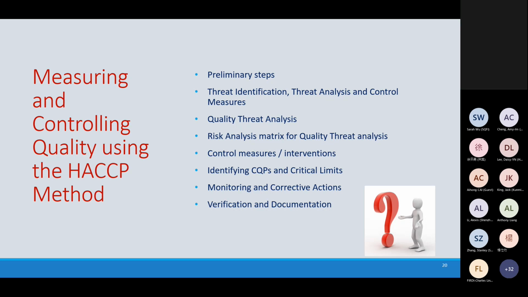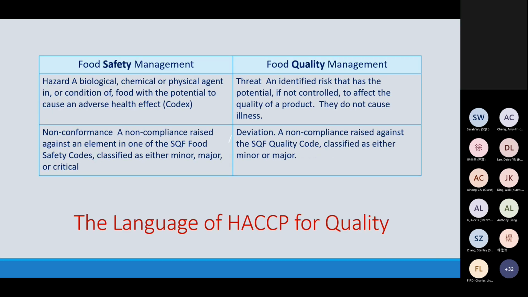Now the justification for measuring and controlling quality using the HACCP method is in Codex itself. In the introduction to the Codex Alimentarius Commission HACCP guidelines, it does indicate that while it is primarily used for food safety, it can be applied to quality as well. And that's the justification that SQF has always used for using Codex to identify and control quality threats.